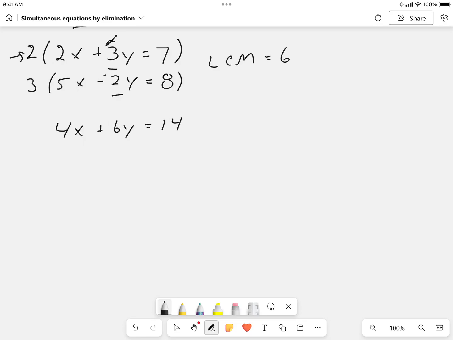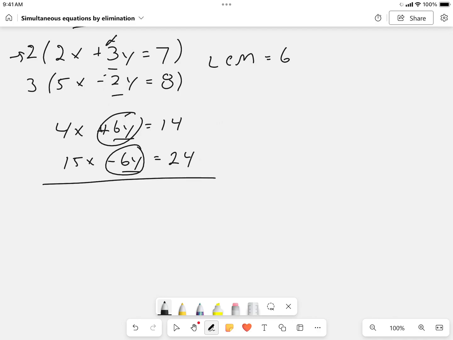So notice I got my 6y. That's what I'm after. And now let's multiply the second equation by 3. And that's going to give me 15x minus 6y. That's the part I'm looking for. And then 8 times 3 is 24. So now the equation looks kind of like the other one, right? I've got a plus 6y and a minus 6y.